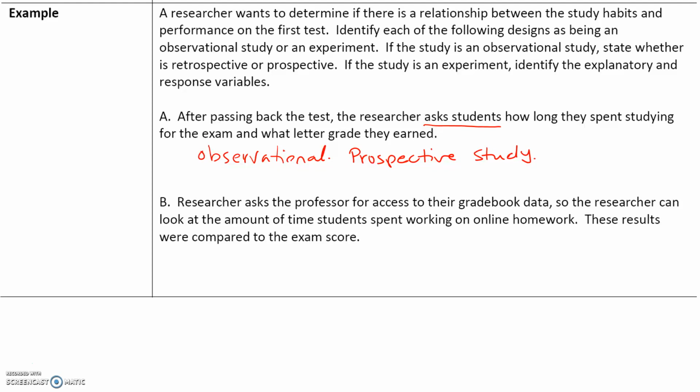Okay, here's another one. A researcher asks a professor for access to their gradebook data so the researcher can look at the amount of time students spent working on online homework. These results were compared to the exam score. Once again, let's ask ourselves, is the researcher observing or is the researcher interfering? Since the researcher is simply asking the professor for the access to the gradebook and not designing any kind of experiment, this is going to be an observational study. Now, is the researcher recording the data in real time? No, because the researcher has asked the professor for access to their gradebook data, which is historical data. Therefore, this is a retrospective study.